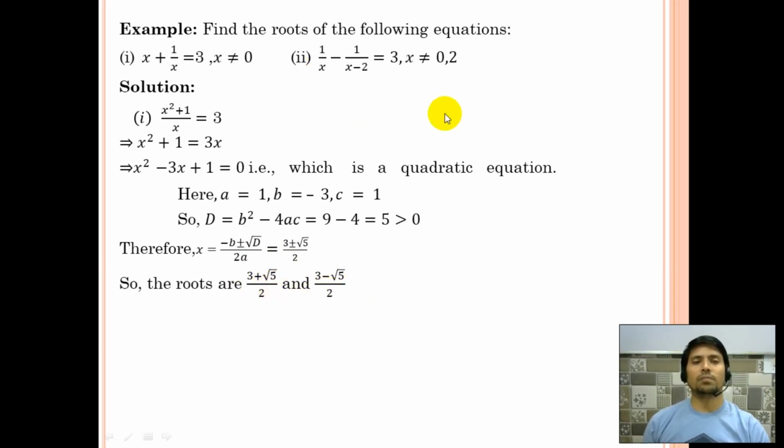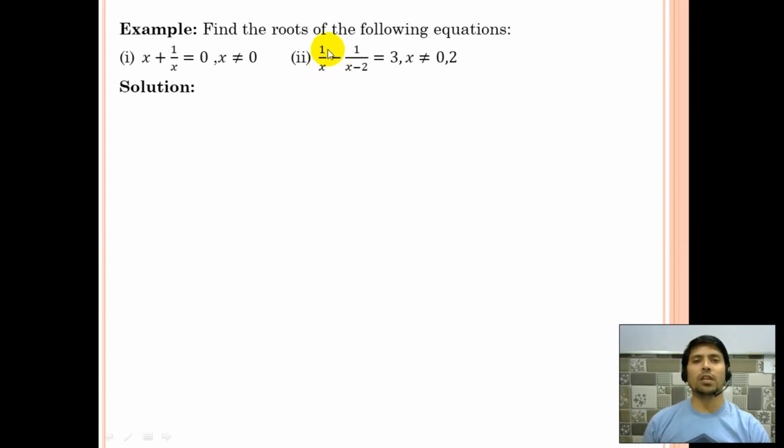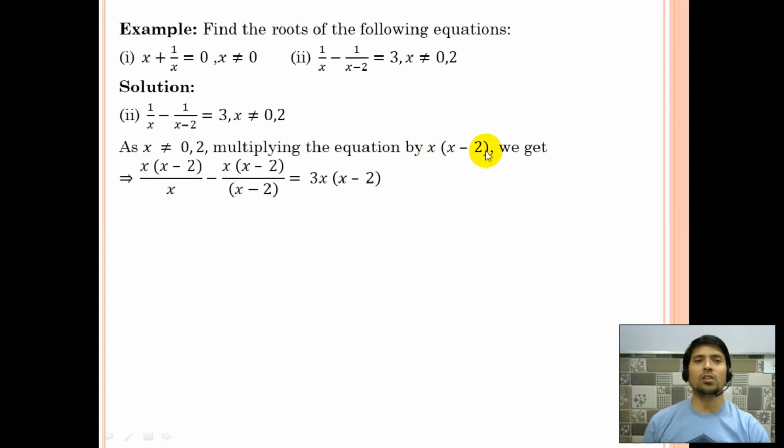Now the second part we are going to discuss, that is 1 upon x minus 1 upon x minus 2 equals 3. First of all we will write the equation, and now you can see the denominator of the first part is x, and here the denominator is x minus 2. So what am I doing? I will multiply both sides by x into x minus 2, x into x minus 2, numerator and denominator.